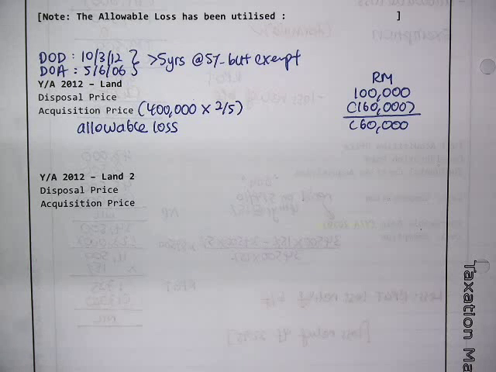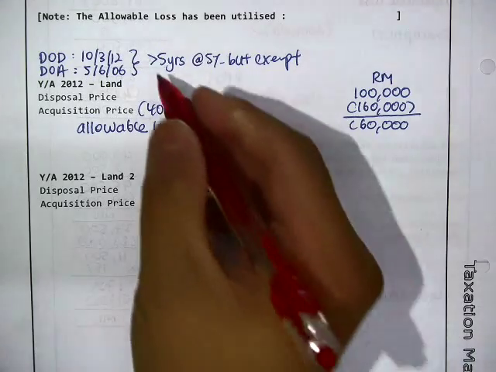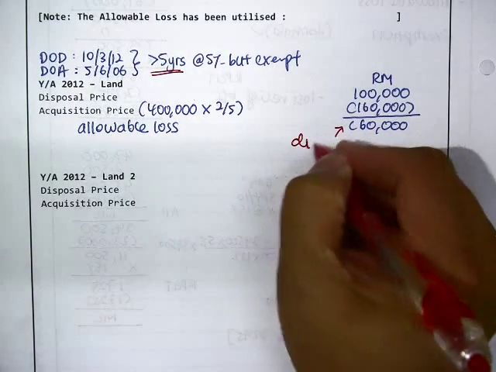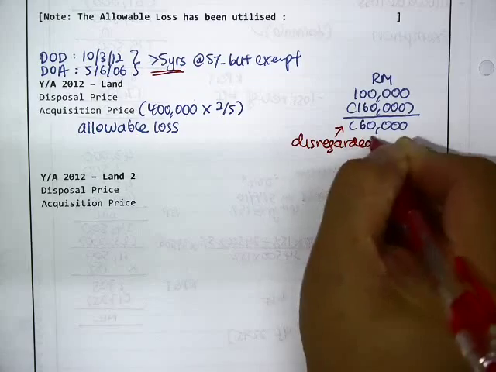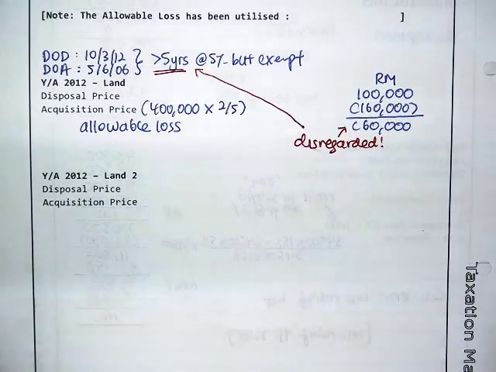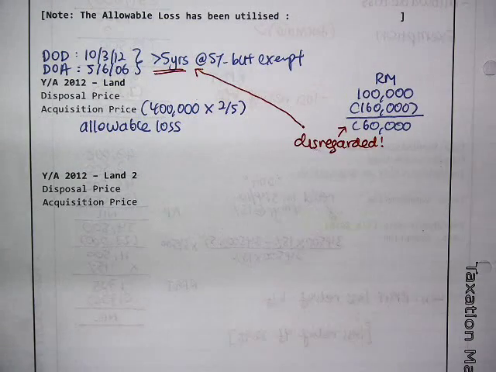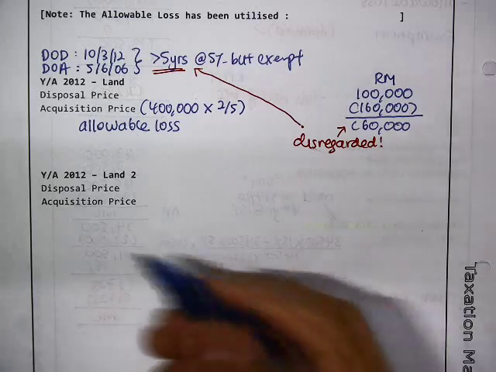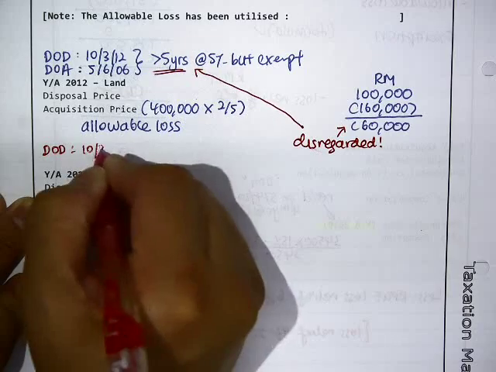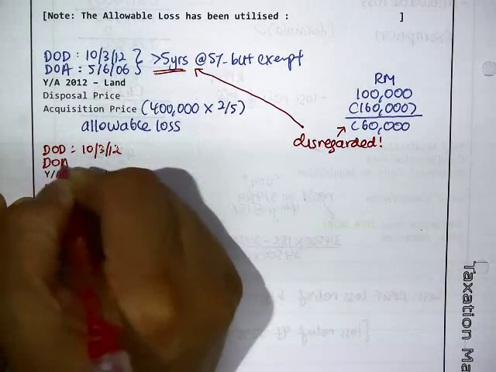Okay. Now, so this land, you dispose it for 100,000. How much have you paid for the land? You've paid 400,000, but that's for how many acres? 5 acres. So you apportion it to 2 out of 5. Now that's 160,000. So you get a negative 60.